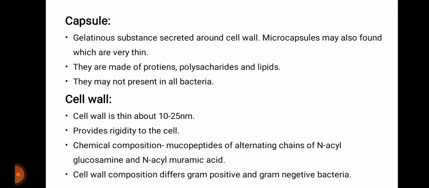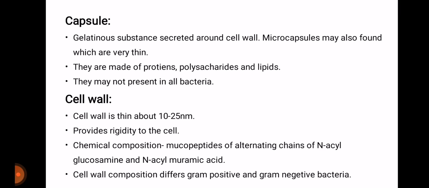Chemically, the capsules are made up of proteins, polysaccharides and lipids. Some slimy layer polypeptides are built with a single amino acid. The capsule may not be present in all the bacteria.